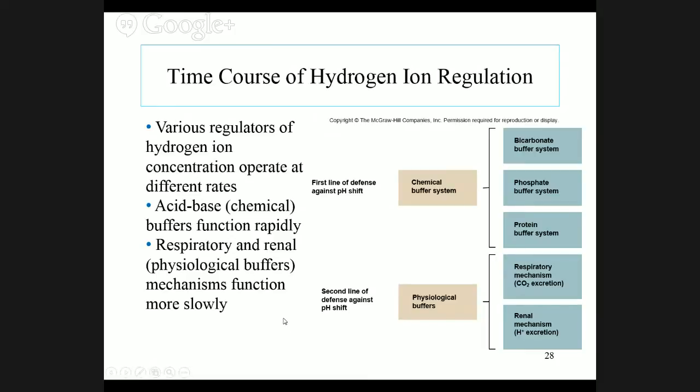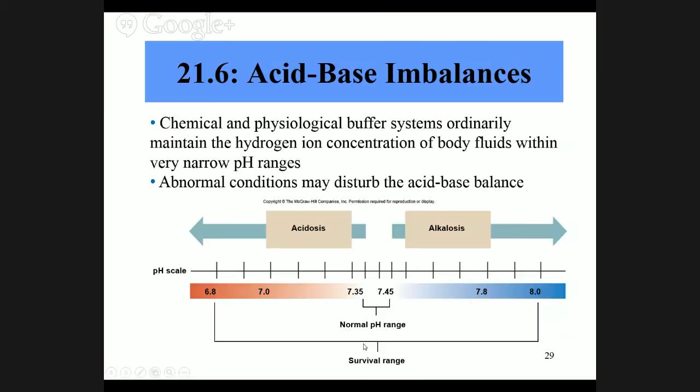There are various regulators of hydrogen ion concentration that operate at different rates. The acid-base buffer system functions rapidly. The respiratory and renal mechanisms function more slowly. The first line of defense against the pH shift is the chemical buffer system, and the second line of defense is your physiological buffers, either the respiratory mechanism or the renal mechanism. And it talks a little bit about the acid-base balance.